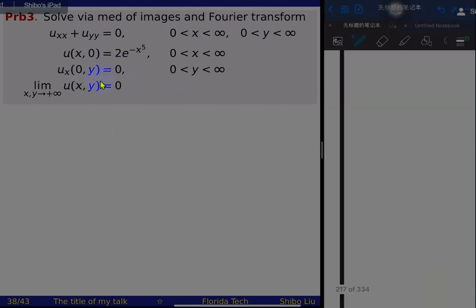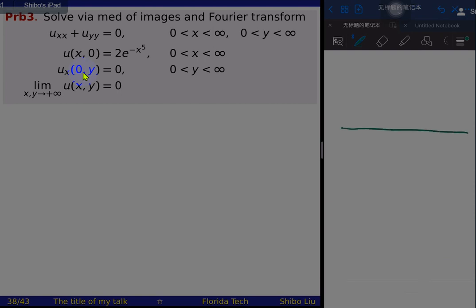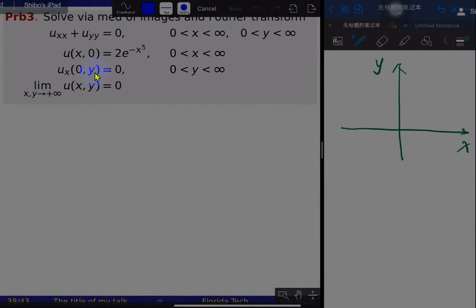Now let's check the boundary condition. Here we have ux(0, y) equals 0. So maybe we should draw the coordinate system first. x, y. So we have ux(0, y) equals 0. Because of this condition, we need to make an even extension with respect to x.